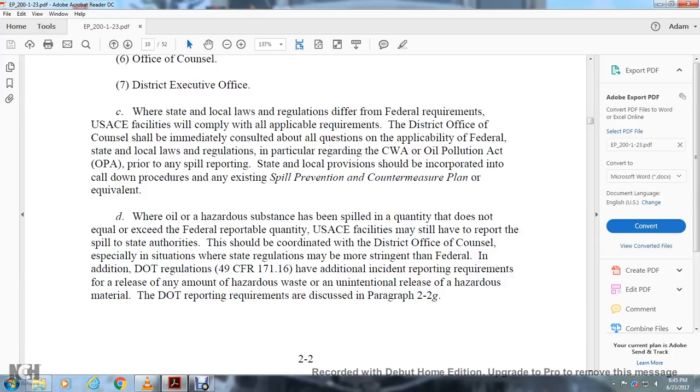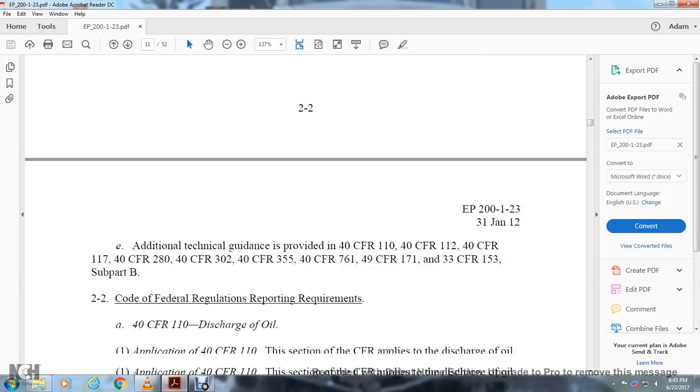coordinated with the District Office of Counsel, especially in situations where state regulations may be more stringent than the federal edition of the DOT regulation, Title 40 CFR 117.16, with additional incident reporting requirements for the release of any amount of hazardous material. The DOT reporting requirements are discussed in paragraph 22G.